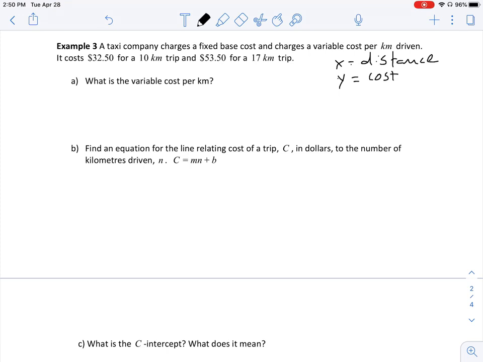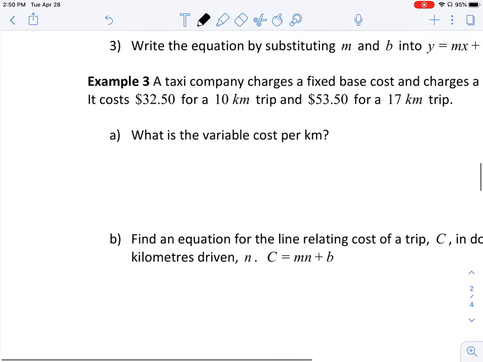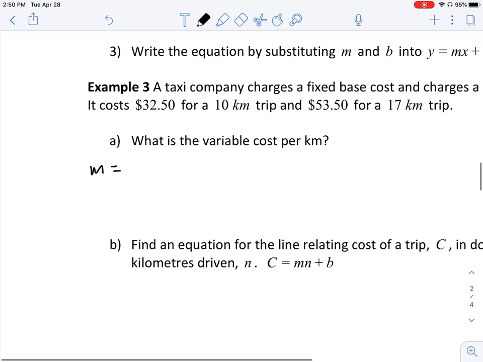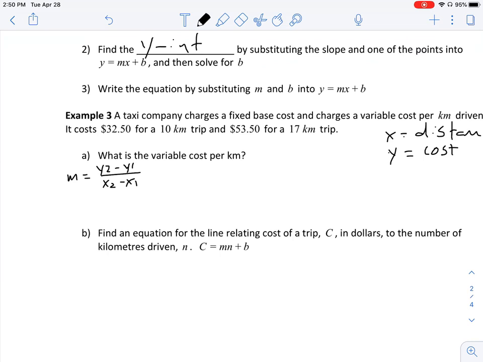So what is the variable cost per kilometer? Well, if you think about it, I have an x and a y value, and I have another x and a y value. So these are 2 points. So if I go ahead and plug those into my slope equation, slope equals y2 minus y1 all over x2 minus x1. My y value in this case is the cost. So this is my second y value and this is my first y value.